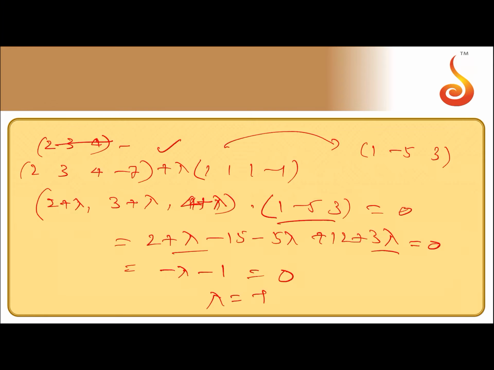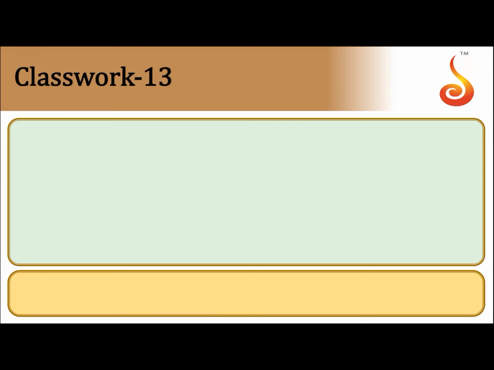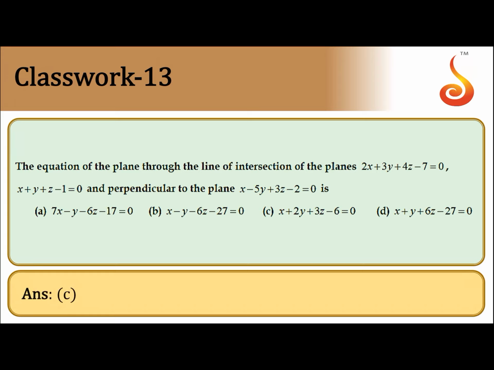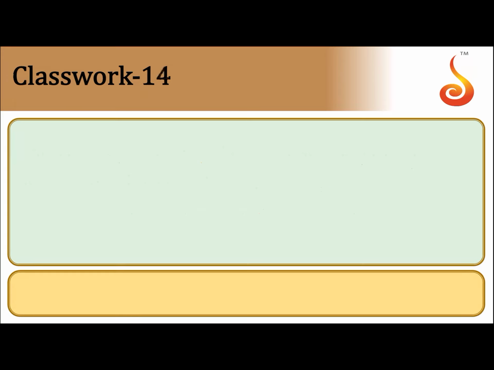So the answer: lambda minus 1 means minus 1, you have to substitute here. Then you'll be getting 2 minus 1, 1x, and 3 minus 1, 2y, and 4 minus 1, plus 3z, minus 7 minus of minus plus 1 minus 6 is equal to 0. So 1, 2, 3, minus 6. So the answer is 1, 2, 3, minus 6. Answer is C.